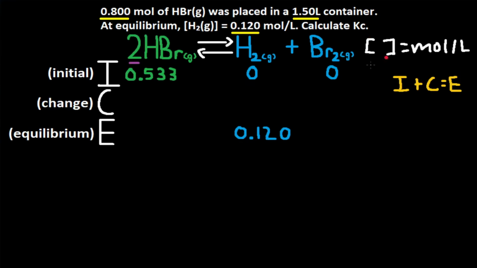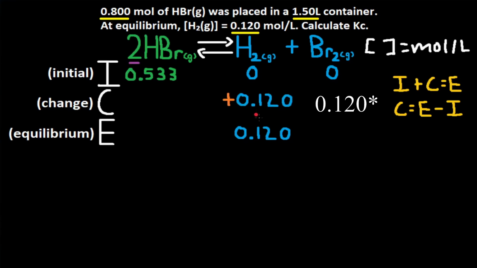Initial plus change is equal to equilibrium, so change will be equal to equilibrium minus initial. 0.120 minus 0 will get us positive 0.120. Anything that has an initial concentration of 0 will always have a positive change, because if you think about it, if you get a negative change, you're going to get negative answers, and that makes no sense. Since Br2 is on the same side as H2, it will have a positive change of 0.120 as well, and we know 0 plus 0.120 will get us the equilibrium value, and this would just be 0.120.